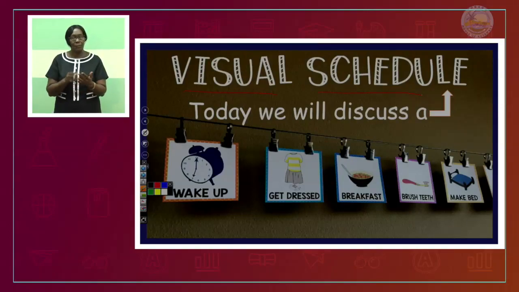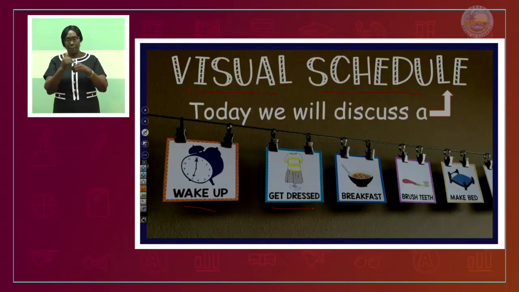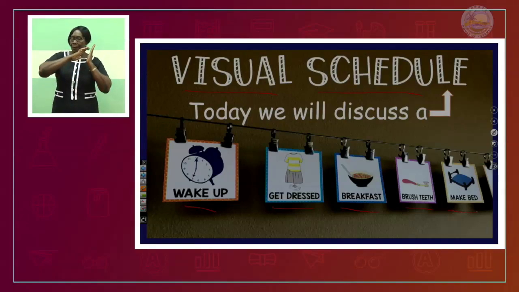A visual schedule is a child-friendly version of the day's routine. It tells us our wake-up time, when we get dressed, time when we can have breakfast, brush our teeth, make our beds, and even when we do activities and have lunch or snack.